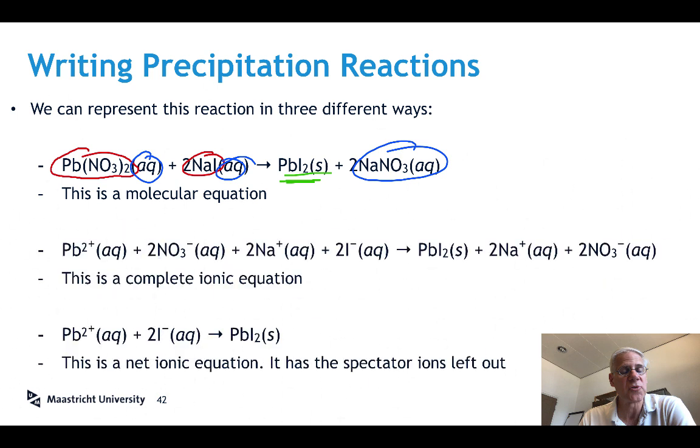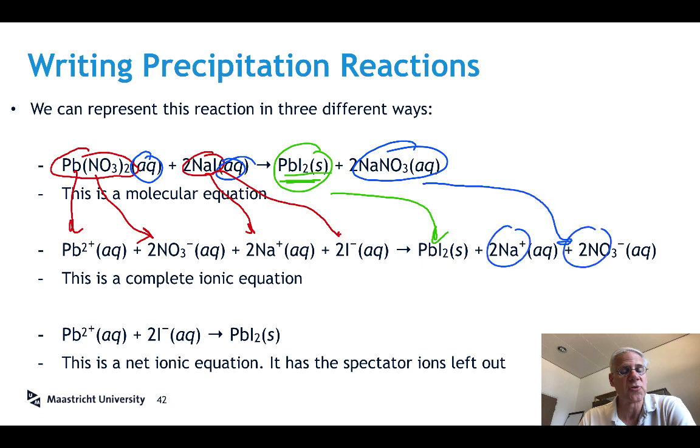We can also write all our components as they actually are in that solution. Okay, so we see that our lead and our nitrate are dissociated here. Our sodium and our iodide are completely dissociated there. Notice that the lead iodide is still together as a solid because it's not out in solution floating around, and our sodium nitrate is also present there, as aqueous ions. So this is called a complete ionic equation, where we've written everything that is ionic in its ionic form.